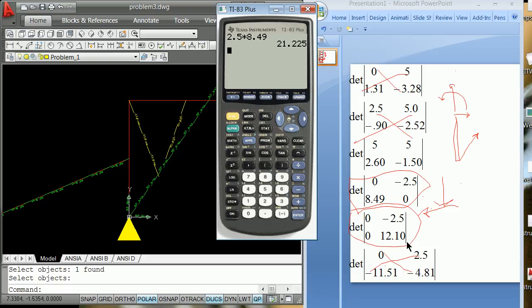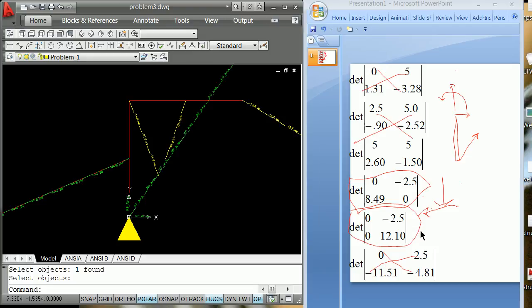And here we have a 0 moment, so our moment is going to be a minus 21.22, in other words, kip feet or whatever this is, minus 21.22. So my moment right at that point is minus 22 or thereabouts. My force would be 8.49 and 12.1 if I want to move up through the structure.